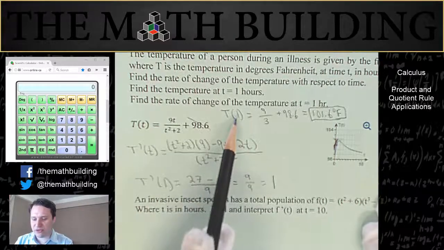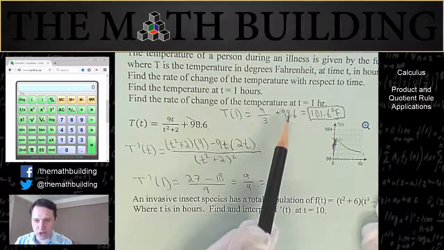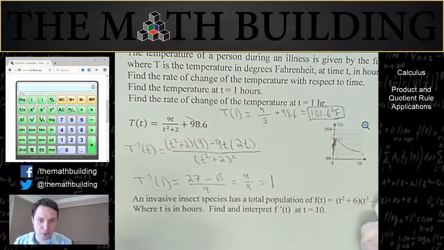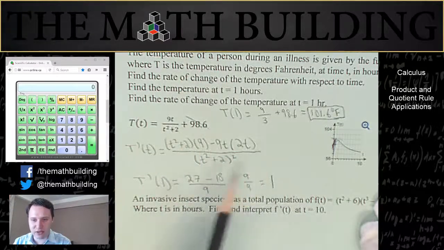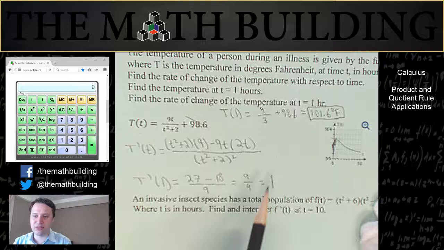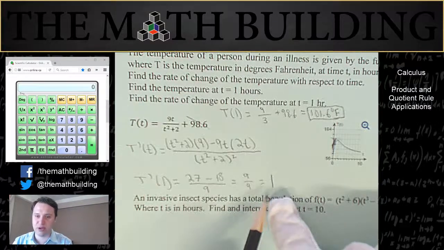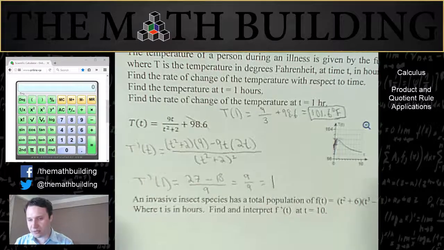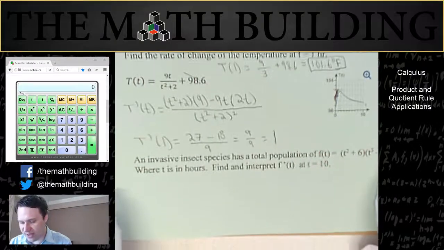So look at the difference. When we plug in 1 into the original function, we get their actual temperature. And when we plug in 1 into the derivative function, we get the rate at which their temperature is changing. And so it's increasing at a rate of about 1 an hour. All right, let's do one more example.